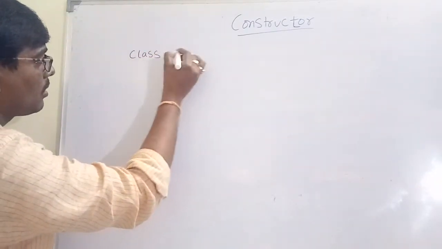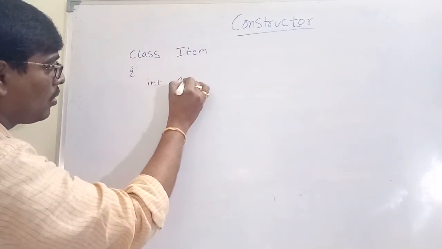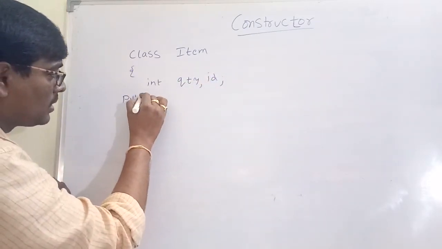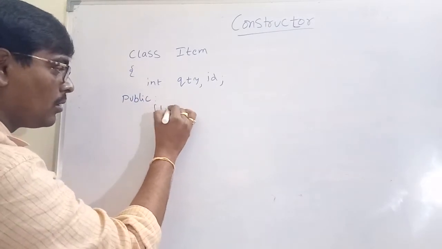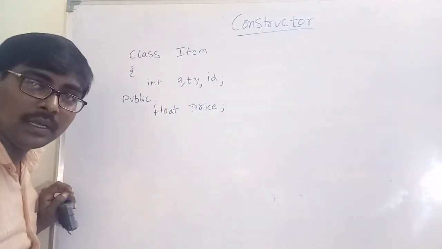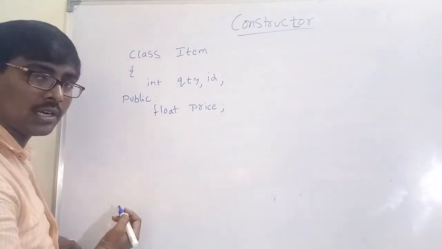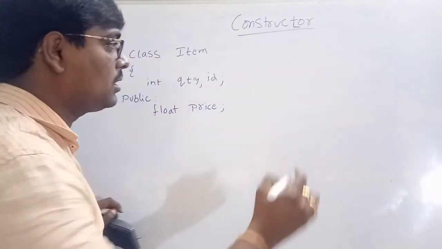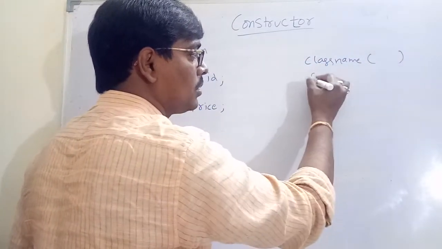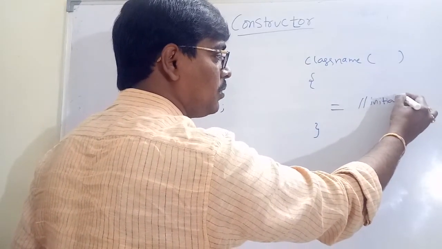Class item, with int quantity, id, public. I will discuss the same example. Float price. Okay, these are the members. Now I am defining a constructor in the program. So how to define a constructor? Class name of information. Simply here we are performing some initialization.